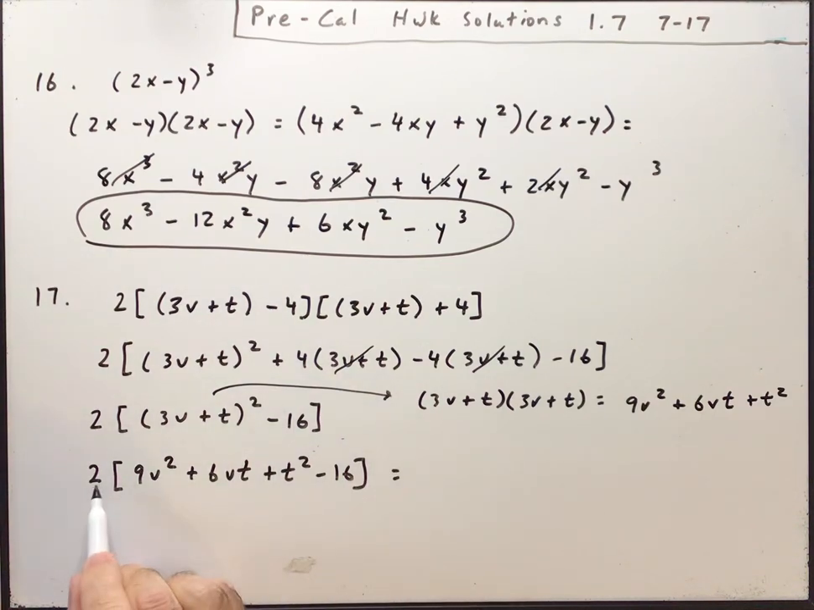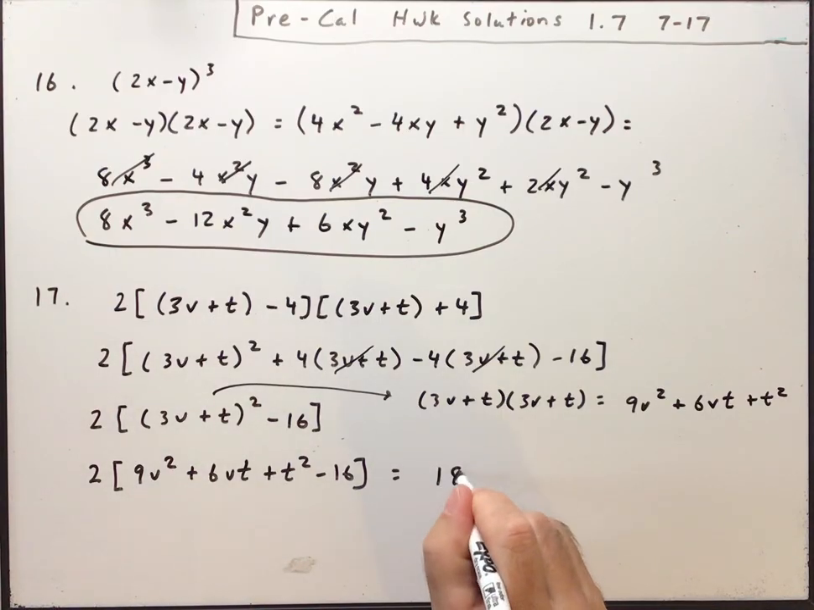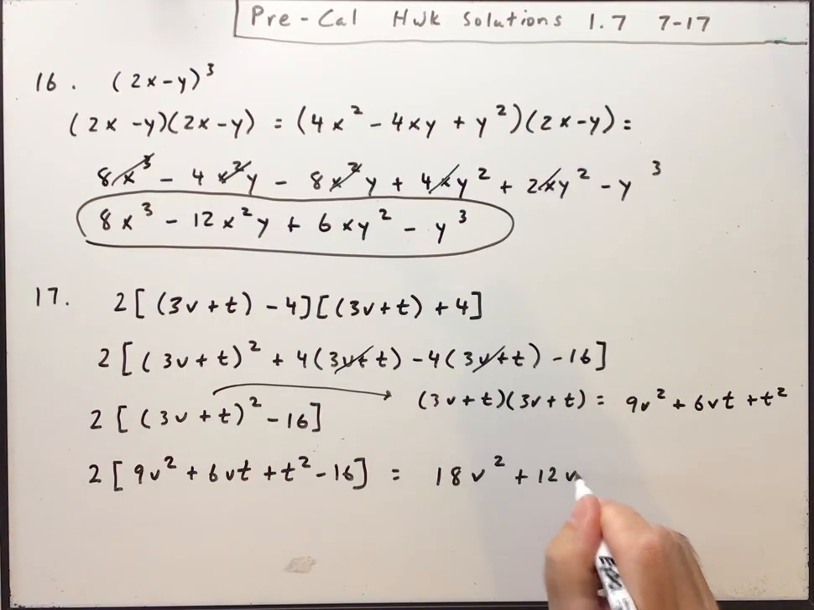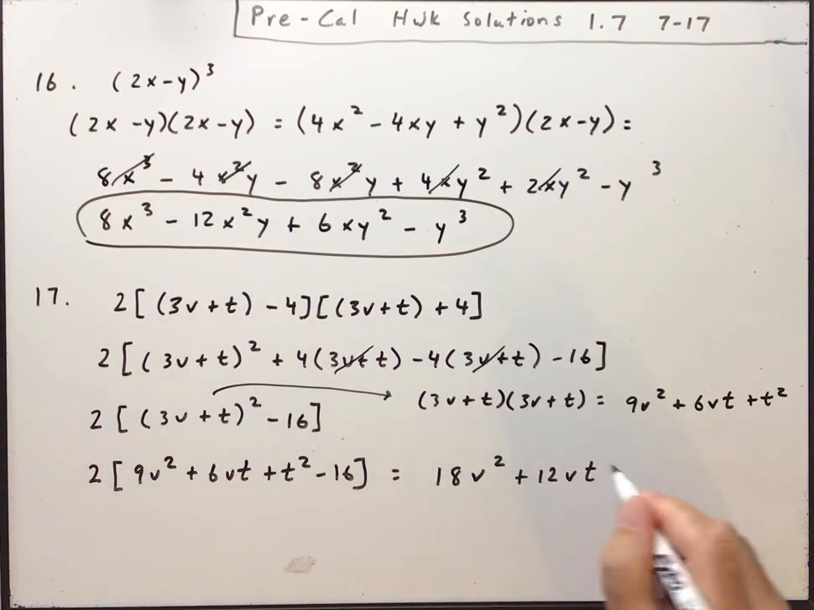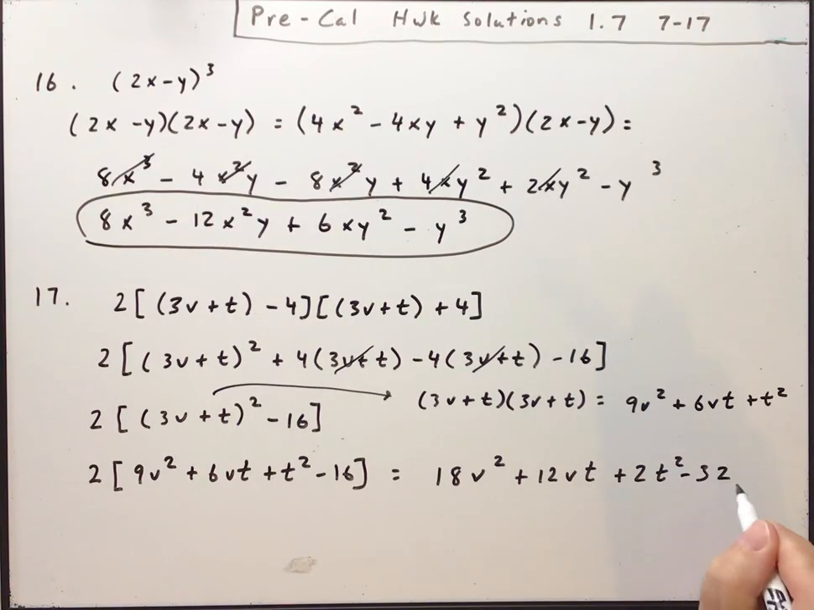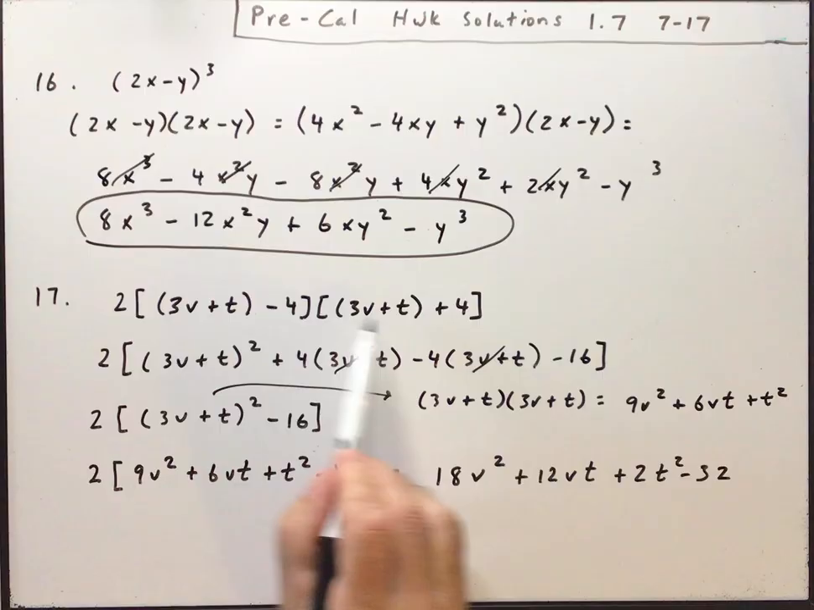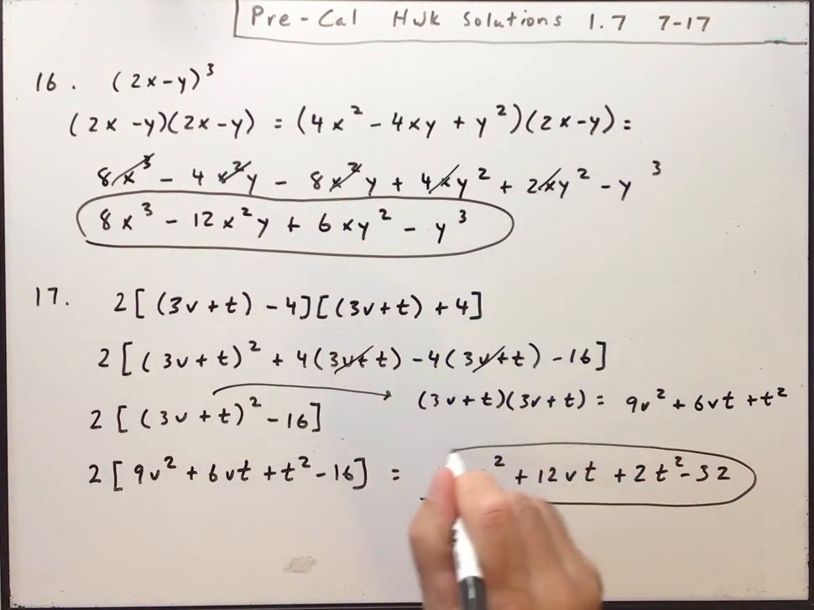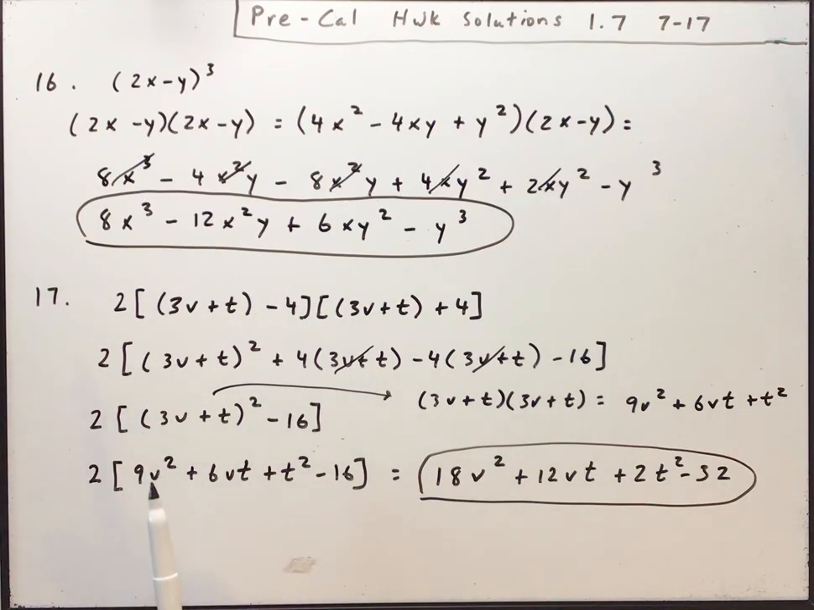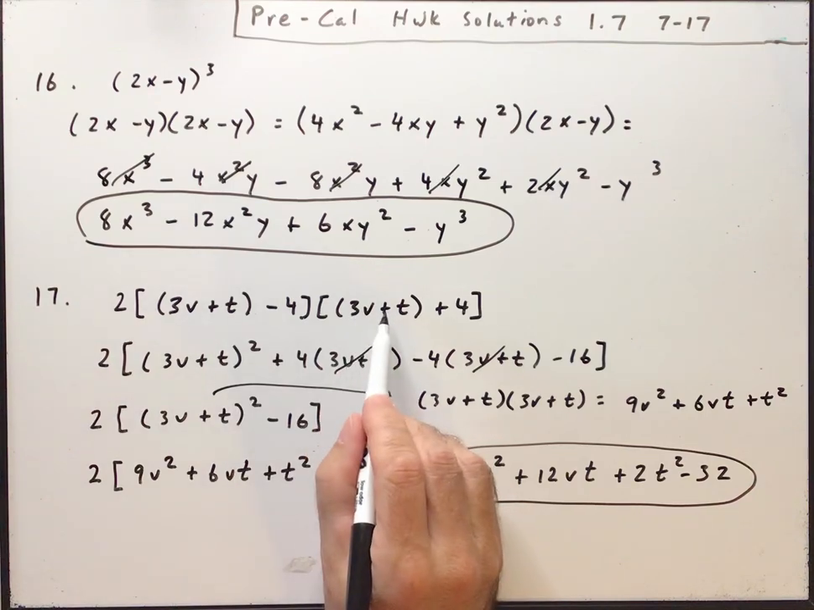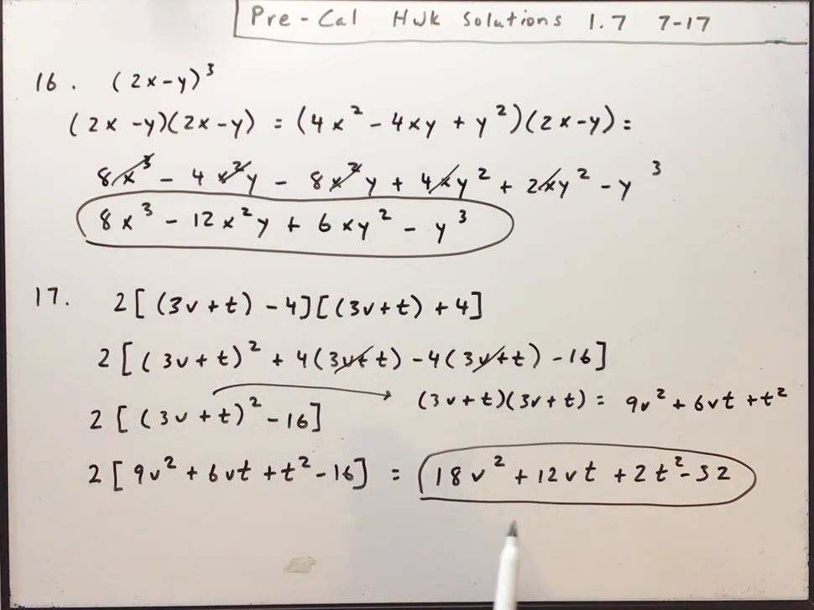And now I'm going to wait until the last and distribute the 2. So 2 times 9 would be 18v squared plus 12vt plus 2t squared minus 32. So the reason I showed you that and I did it that way is that in the future, if you can think of things that way, it can save you time. If you can see this as this is just like an x and an x, and I can FOIL that out and then deal with it later.